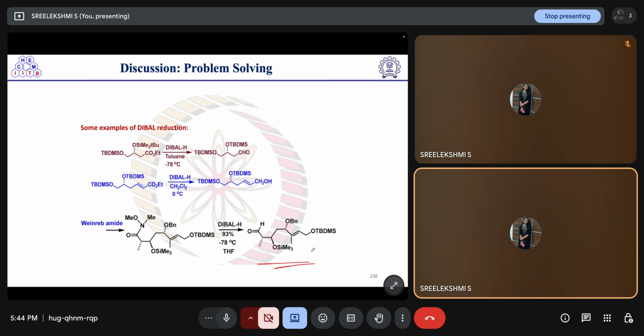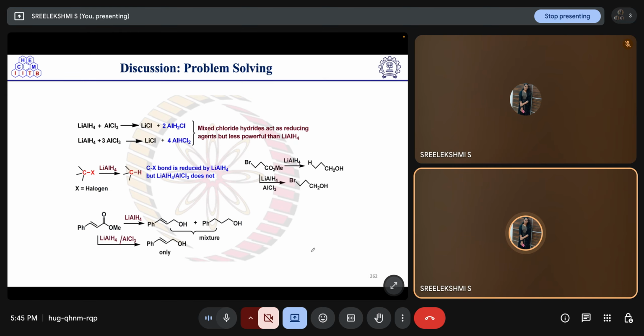Then we have seen some more examples for that. If we are using LAH in combination with AlCl3, we can control the reactivity, so that will form this mixed chloride hydride type of reagent. So that can be used to convert this.